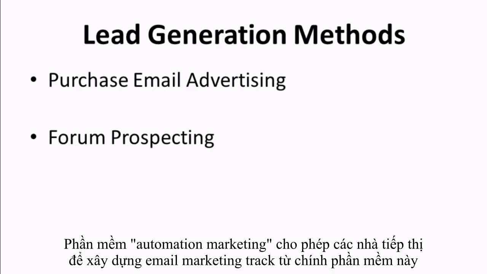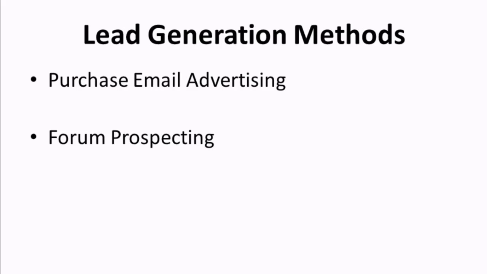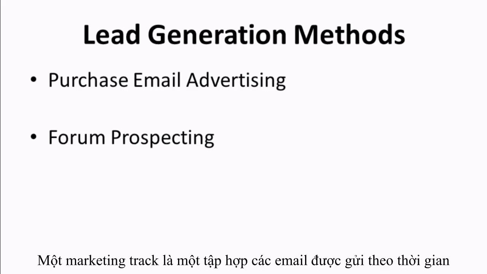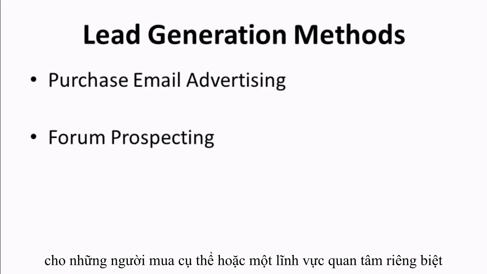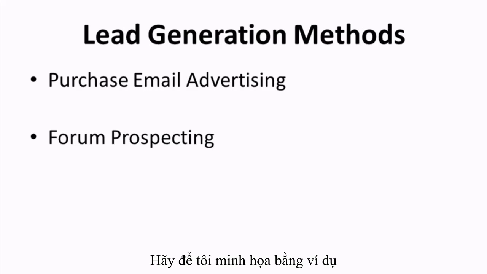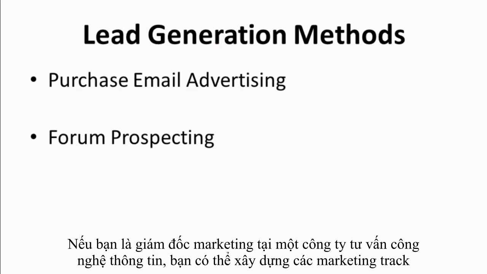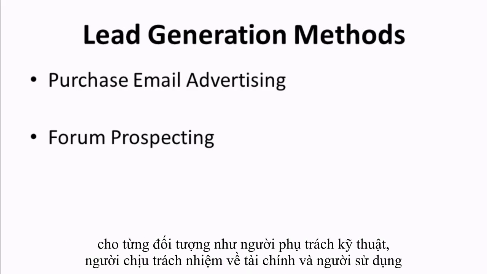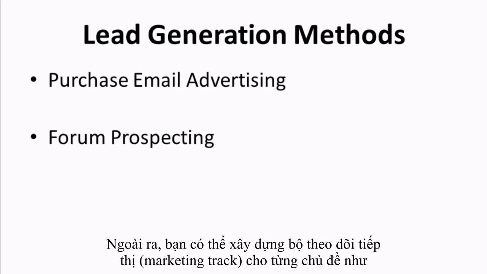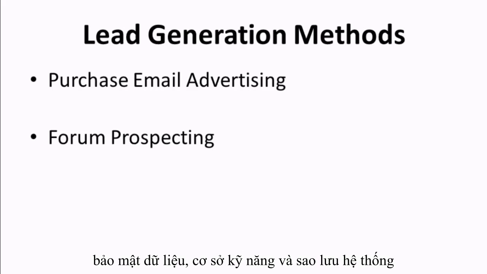Marketing automation software allows marketers to build out email marketing tracks from within the software. A marketing track is a collection of emails delivered over time for a specific type of buyer or a distinct area of interest. Let me illustrate by way of an example. If you were a marketing manager at an IT consulting firm, you might build out marketing tracks for individuals like the technical buyer, the financial buyer, and the end user. Additionally, you might build out marketing tracks for topics like data security, scalability infrastructure, and system backup.